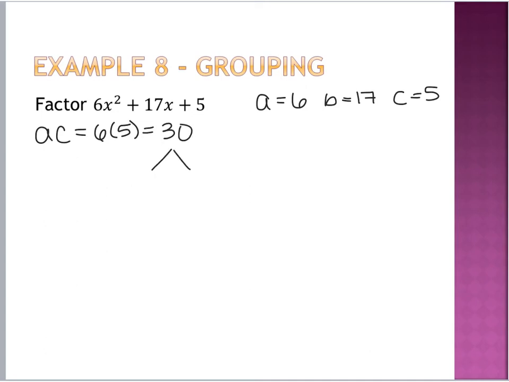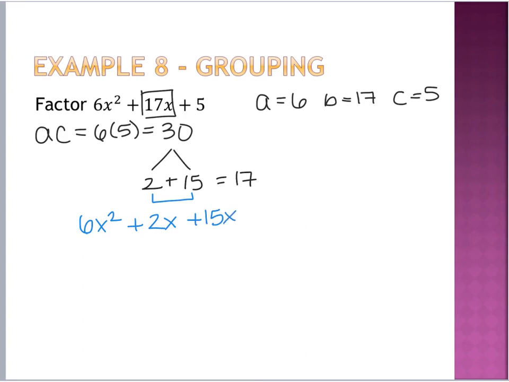So I'm going to break 30 up into its factors, and I want to find factors that will add up to give me 17. So if I start out with factors of 2 and 15, and I try to add these, and actually we got lucky on the first try, I got 17 right away. So now what I'm going to do is go ahead and start out with what I was given with my 6x squared. I'm going to put in these two terms in the middle, so that gives me 2x plus 15x, and then I still have my plus 5 there on the end, or my C value.